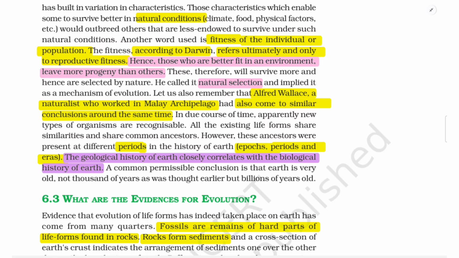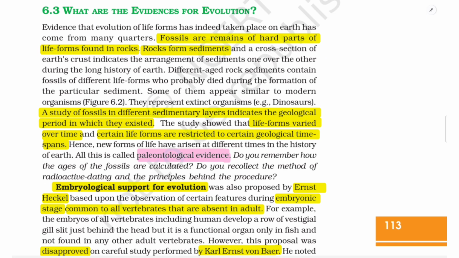Let us also remember that Alfred Wallace, a naturalist who worked in the Malay archipelago, had also come to similar conclusions around the same time. In due course of time, apparently new types of organisms are recognizable. All the existing life forms share similarities and share common ancestors. However, these ancestors were present at different periods in the history of Earth, epochs, periods, and eras. The geological history of Earth closely correlates with the biological history of Earth. A commonly permissible conclusion is that Earth is very old, not thousands of years as was thought earlier, but billions of years old.